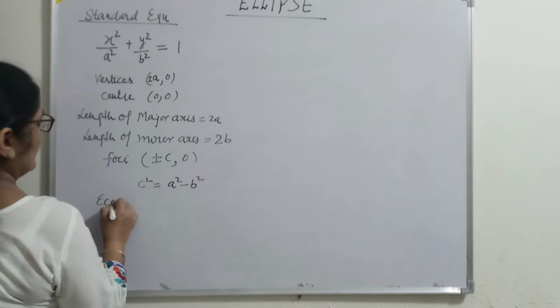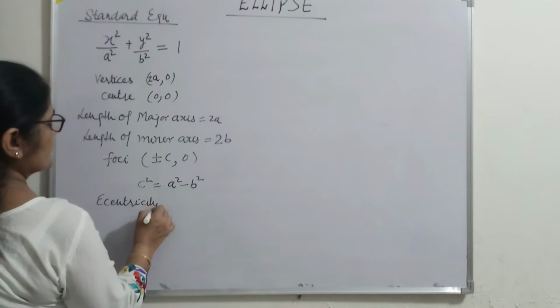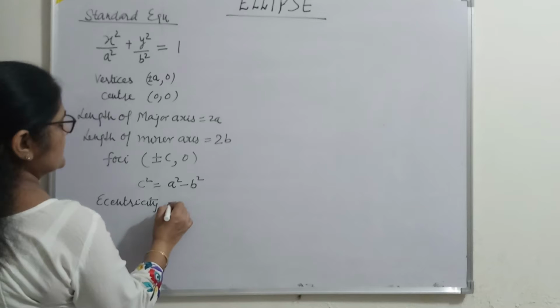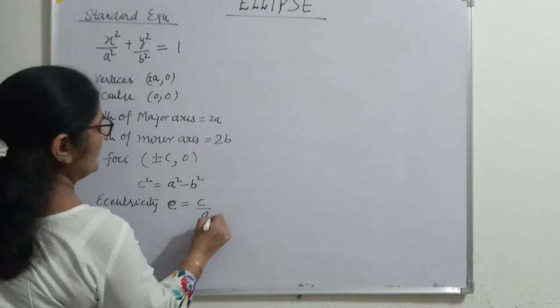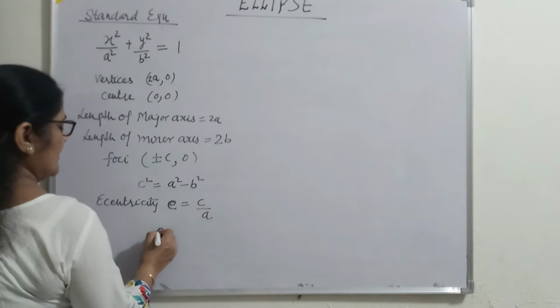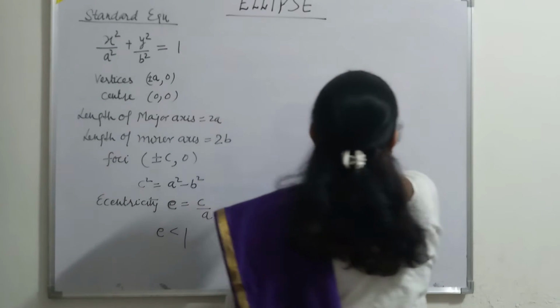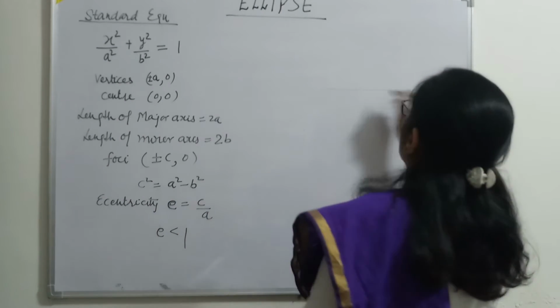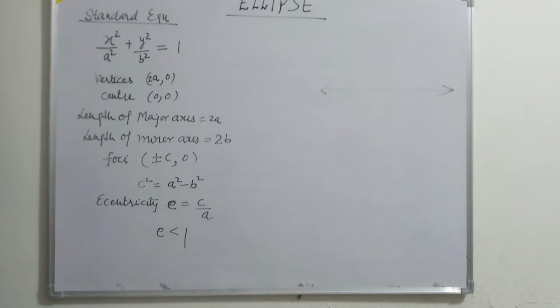And one more term we have studied, eccentricity. Eccentricity of an ellipse is denoted by e, and e is equal to c upon a. And always remember e is less than 1.